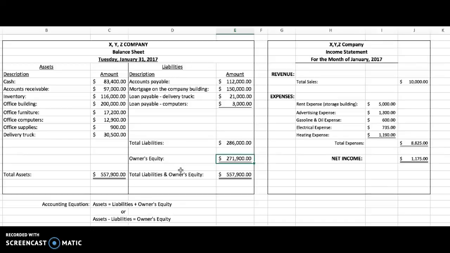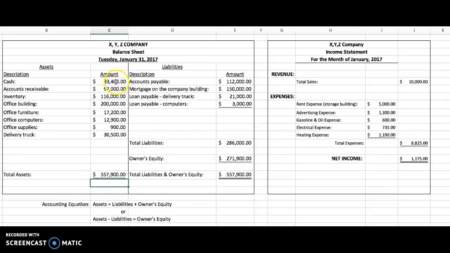That would be the owner's equity. To make it maybe a little clearer, I've made the balance sheet actually balance. On the left side, you see the total assets. On the right side, the same number, $557,900, is a total of the liabilities and the owner's equity. Again, based on that accounting equation you see below. So the two sides of the balance sheet indeed balance. Let's look at a couple of the things in there.